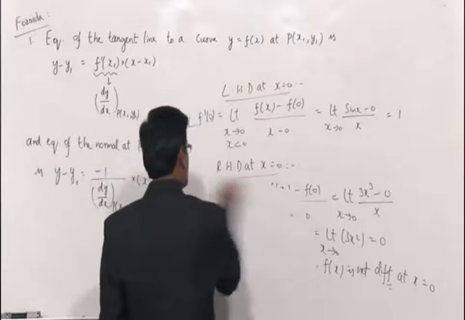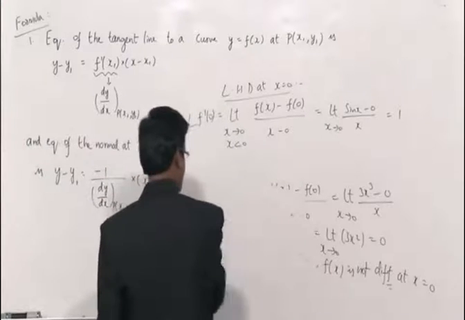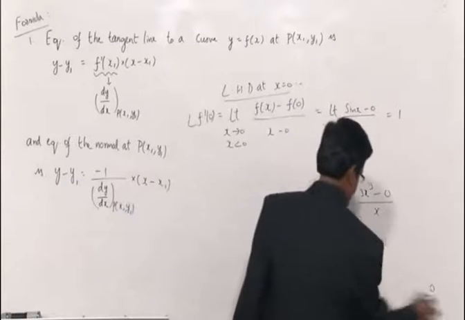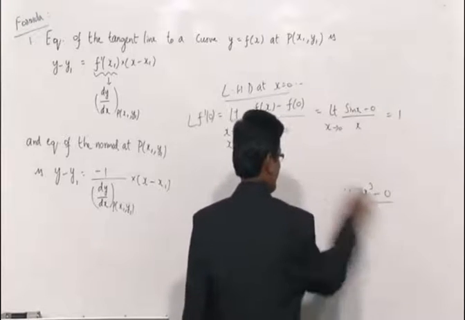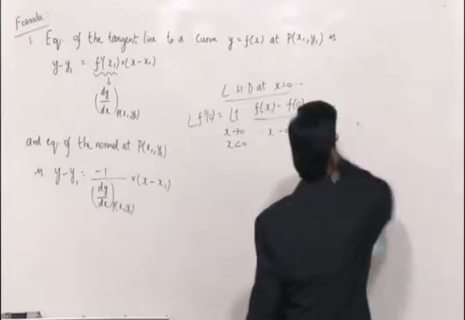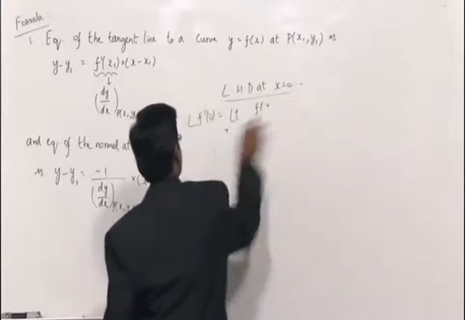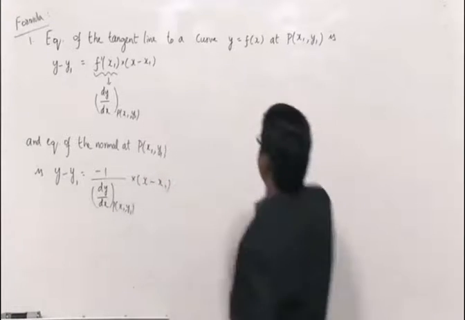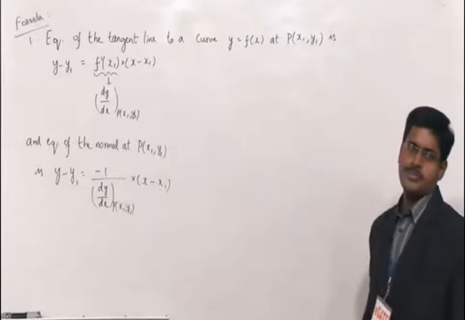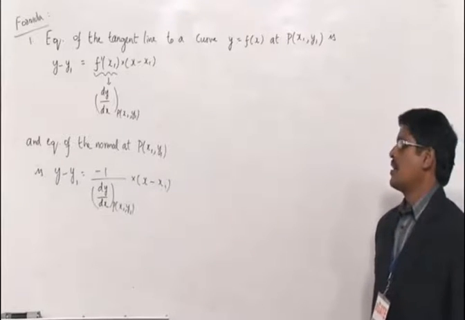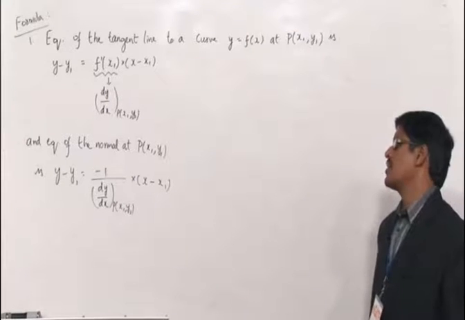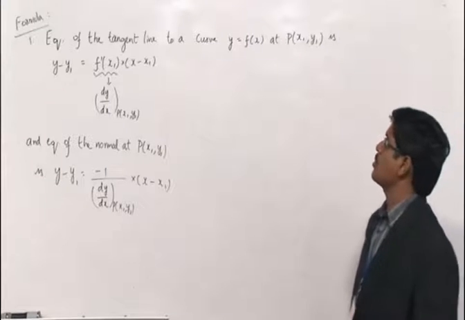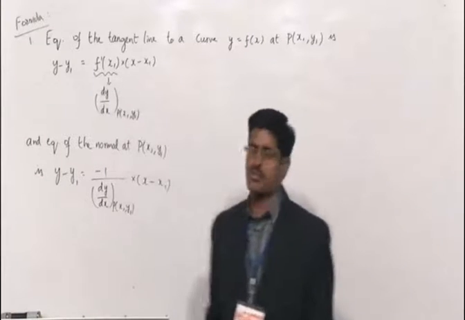Next I am going to start mean value theorems. For the curve, find the differentiation and then substitute the point, which gives the slope. Now in (x1, y1), the first position is the x point, the second position is the y point. This is the formula to use.